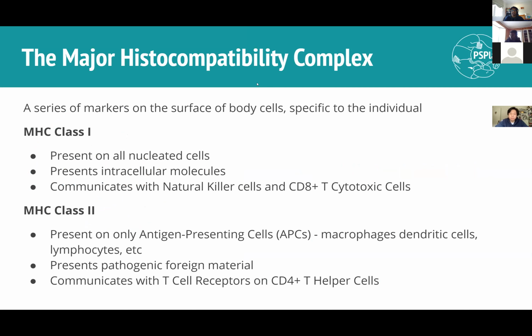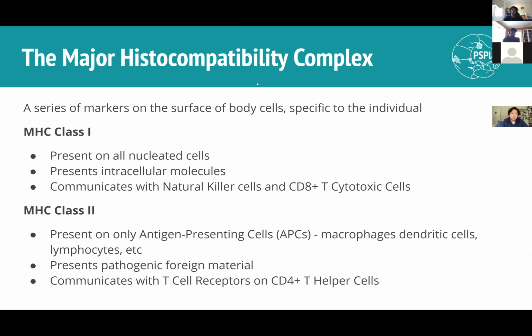Okie dokie. So let's talk about adaptive immunity. This is the one where we're trying to go after a particular antigen. Now, one of our tools to go after that is the major histocompatibility complex, which you'll usually talk about as the MHC. So these are basically a series of markers on your cell, which do a number of different things.